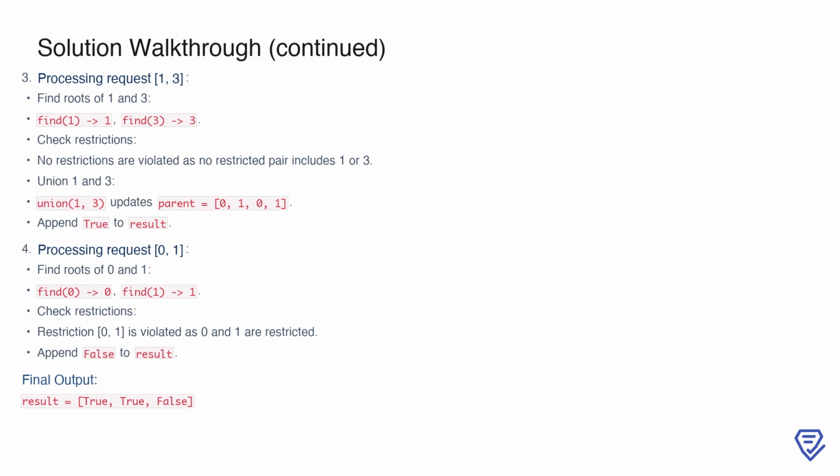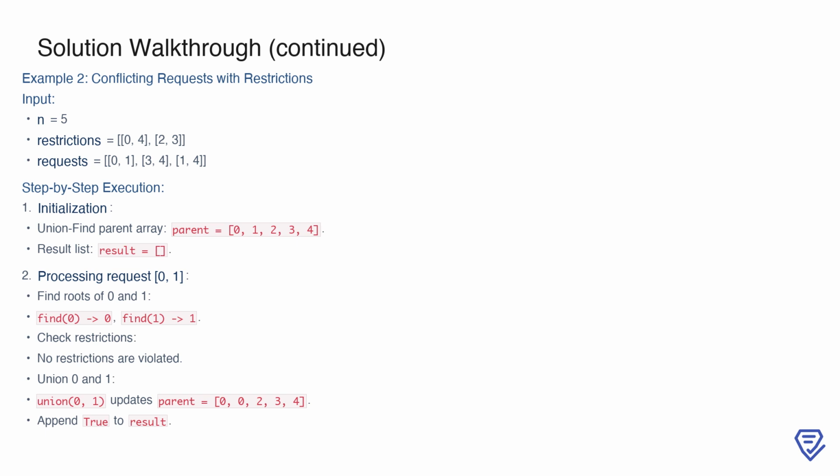The roots of 0 and 1 are distinct, 0 and 1. However, this time, the restriction 0, 1 explicitly forbids these nodes from being connected. As a result, we do not perform the union, and we append false to the result list. The final output for this example is true, true, false.